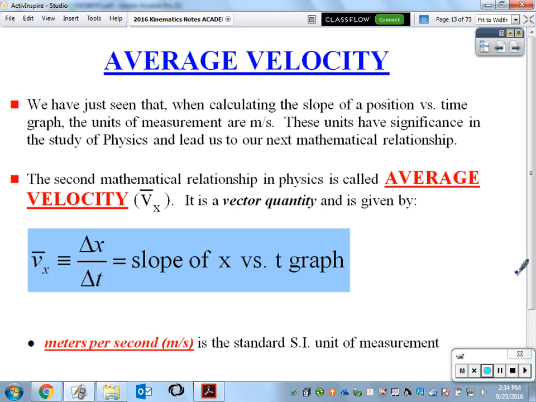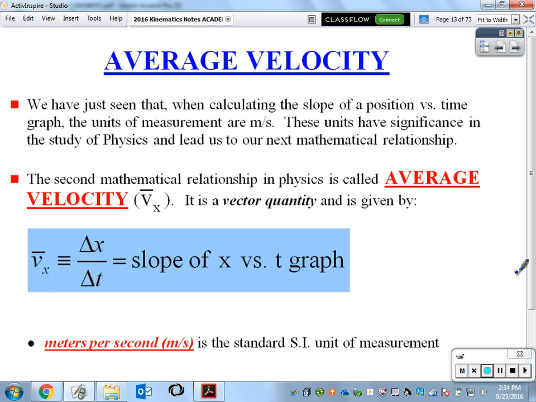And since we're starting with horizontal motion, you will see on occasion the notation of Vx. The x as a subscript is a friendly reminder at this point that we are talking about a velocity along the x-axis. So we're not dealing with anything on a vertical axis just yet. The bar over the top is simply mathematical notation for average, as we just talked about.